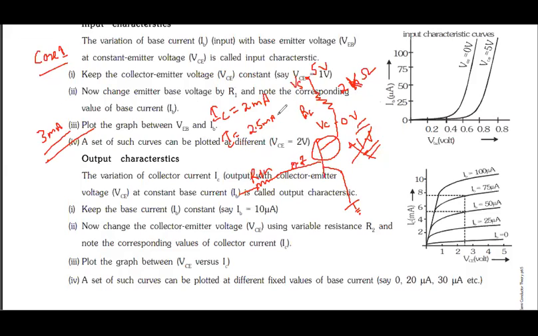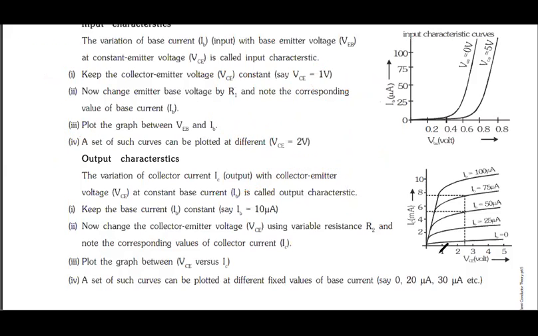Got it? So that's why whenever you try to increase VCE for a fixed IB, there will be one fixed IC at which it will stop increasing. It will increase like this, but after this it will stop increasing. Got it, everyone? So this is your output characteristic. I hope all of you understood output characteristic. Yes or no, guys?